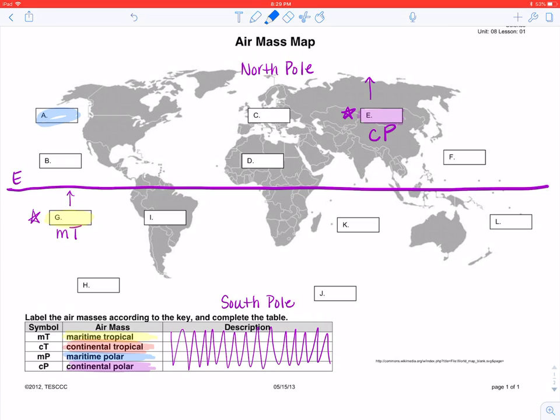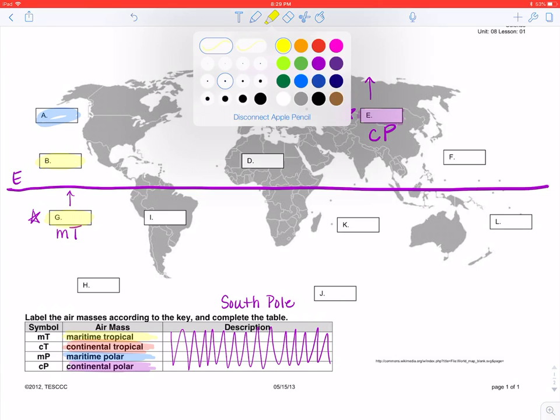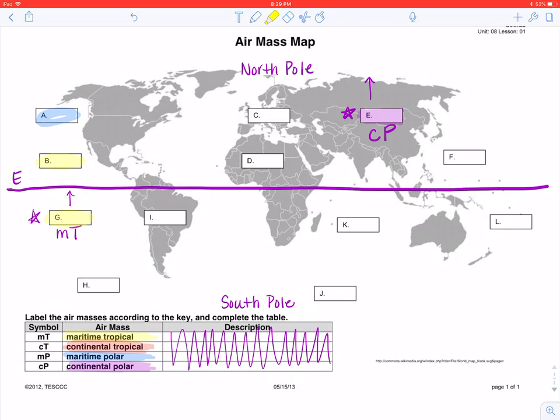B is over water and closer to the equator, so it would be maritime tropical, it's going to be yellow. C is over land, and it's closer to the North Pole, so it would be continental polar, which is purple. D is over land and closer to the equator, so it would be continental tropical, which is red.